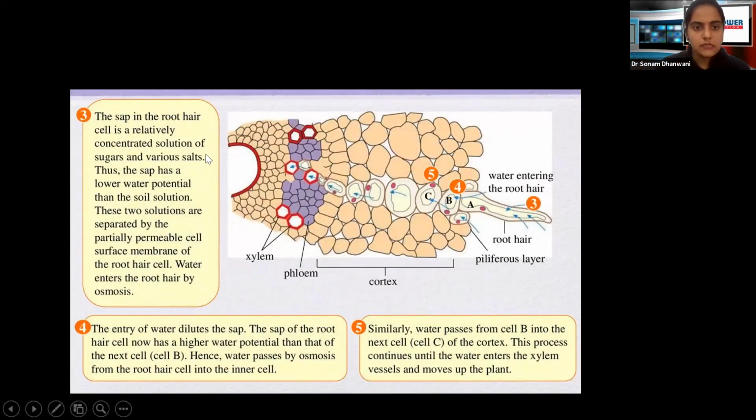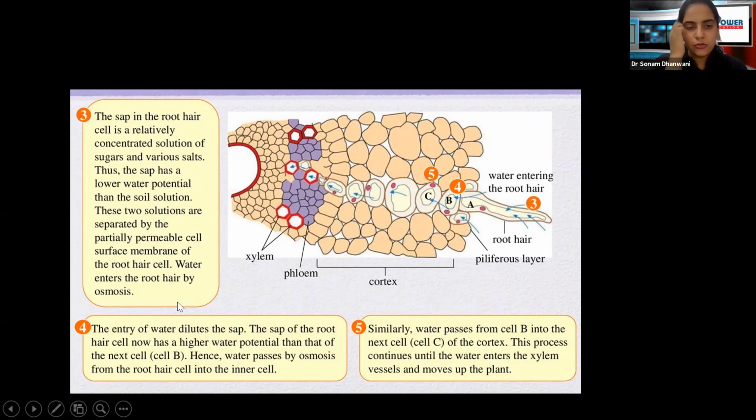Okay, third labeling कहाँ है? Okay, the third labeling is here. Now what this is talking about? It is talking about the sap. Okay, now the solute that is going to enter inside. So what does this say? The sap in the root hair cell is a relatively concentrated solution of sugars and various salts. ठीक है? Thus, the sap has a lower water potential than the soil solution. ठीक है? अंदर जो water potential है that is less, and outside there is a greater soil solution. These 2 solutions are separated by the partially permeable cell surface membrane of the root hair cell.